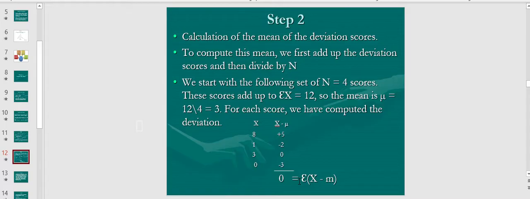Note that the deviation scores add up to 0. This should not be surprising because the mean serves as the balance point of the distribution. The total of the distances above the mean is exactly equal to the total of the distances below the mean. Thus, the total for the positive deviation, which is plus 5, is exactly equal to the total for the negative deviation, minus 2 and minus 3, which is equal to minus 5.